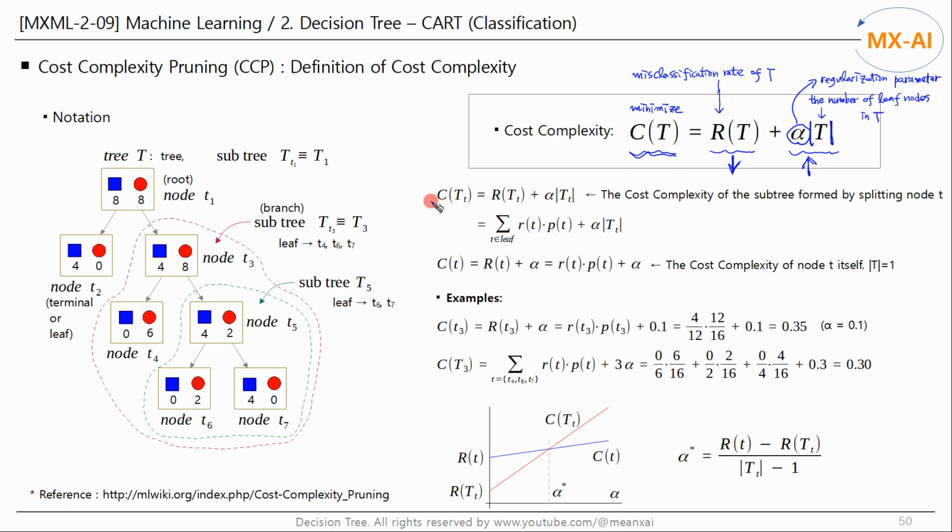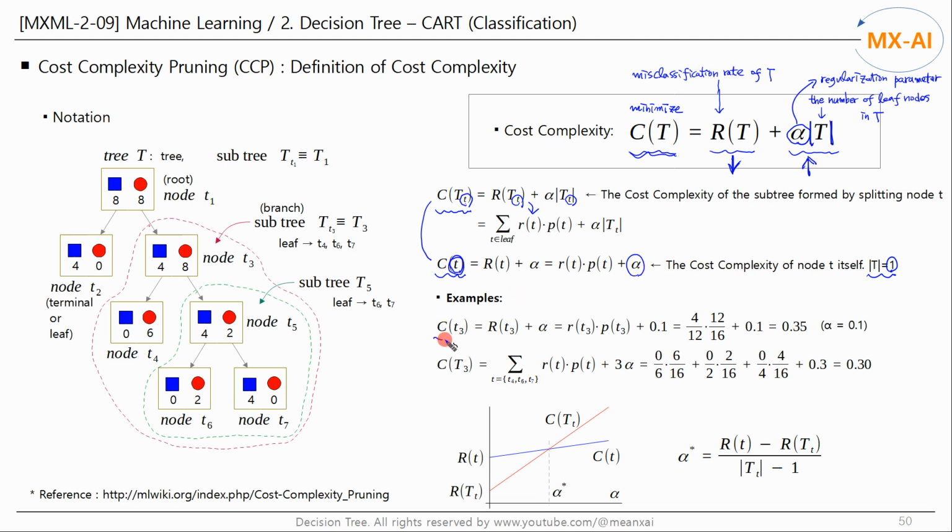Now, let's express the cost complexity for subtrees and individual nodes according to the definitions above. The cost complexity of the subtree formed by splitting node t is defined as follows. Using the notation from the previous slide, the first term can be expressed as shown here. Next, the cost complexity of node t itself is defined as follows. Since node t is treated as a single leaf node, the number of leaf nodes is 1. And therefore the penalty term simplifies to just alpha.